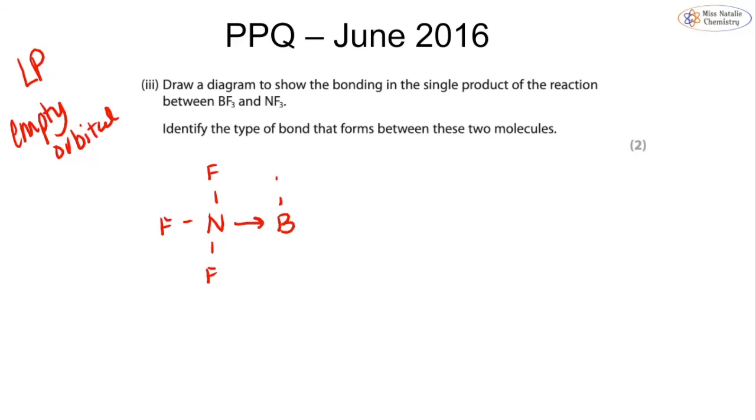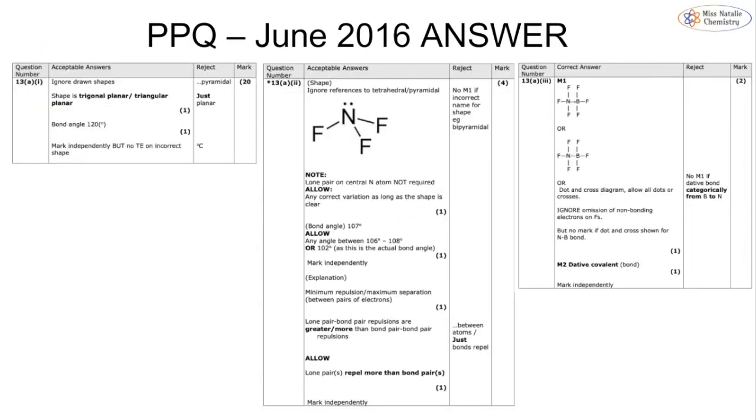So we're going to get the nitrogen bonding into the boron like that, showing the donation from the nitrogen to the boron, and that is a dative covalent bond, and that's your 2 marks. There's the mark scheme where we have our 2 marks here, so 1 mark for the shape and 1 mark for the dative covalent bond. And that's everything for topic 3c, shapes of molecules.